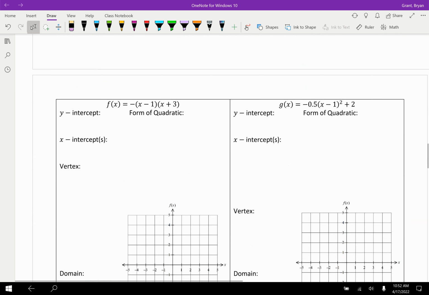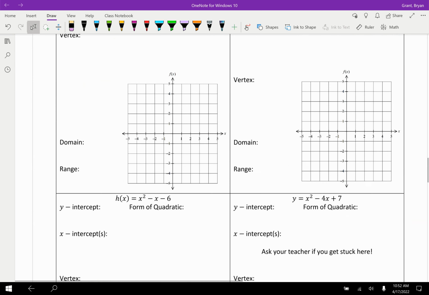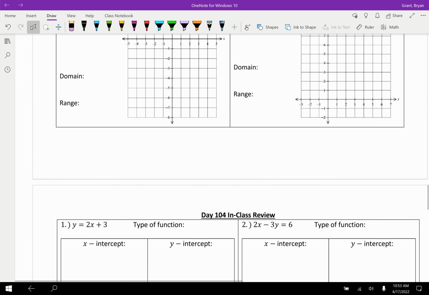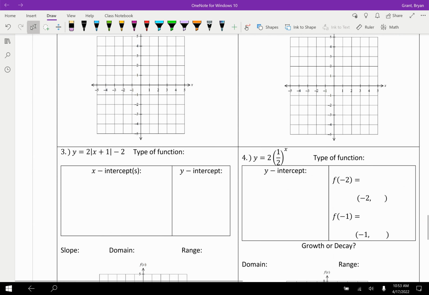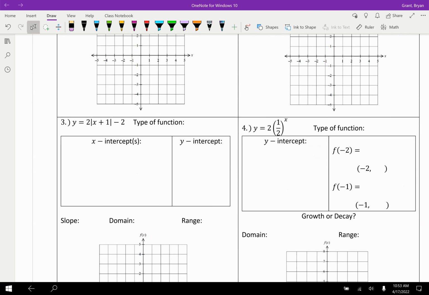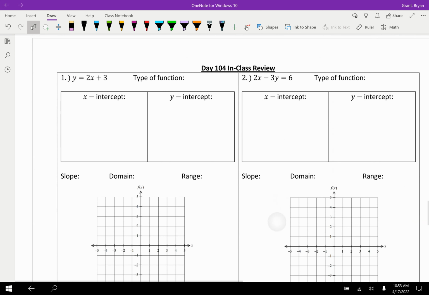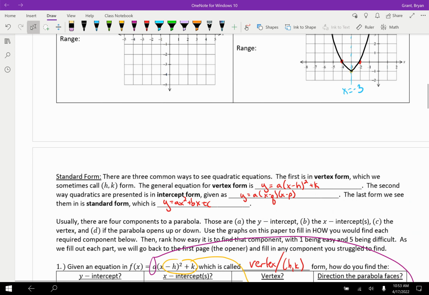Now, practice-wise, we have 1, 2, 3, 4 quadratics on the third page, and you're going to have to identify the form and do the work to find all the components. The last page, though, is that in-class review, and we have 1, 2, 3, 4 equations here that you need to be pretty comfortable graphing. And we actually see this absolute value pop up again. So I'm going to demo that absolute value on the first page if you need it, and then we'll go through and see if you need any help on the rest.